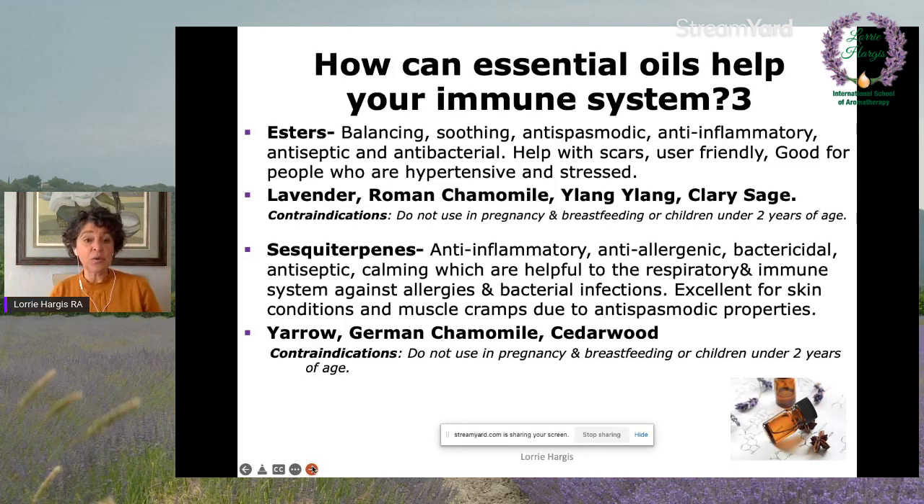Then we have sesquiterpenes, which are anti-inflammatory, anti-allergenic, bactericidal, antiseptic, calming, which are helpful to the respiratory and immune system against allergies and bacterial infections. Excellent for skin conditions and muscle cramps due to their anti-spasmodic properties. And we have yarrow and German chamomile and cedarwood. Now, German chamomile grows taller than Roman chamomile, okay? And it's got a bigger flower on it. So you know that there's a difference there when you look at them.